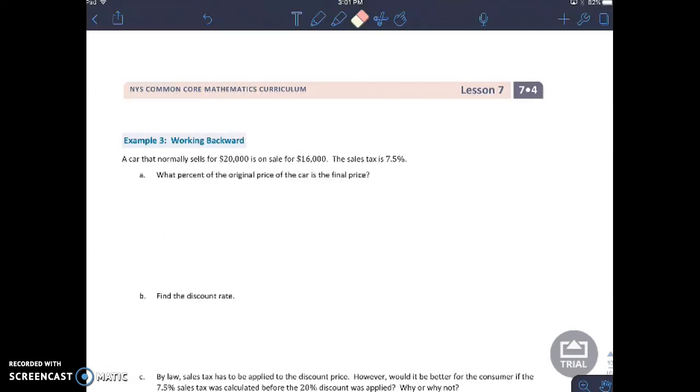Hey mathematicians, so today we are looking at more applications of percents. And if we look at this example 3, we see that we're working with a car that usually sells for $20,000. It's on sale for $16,000. The sales tax is 7.5%. The first thing they want to know is what percent of the original price is the final price.